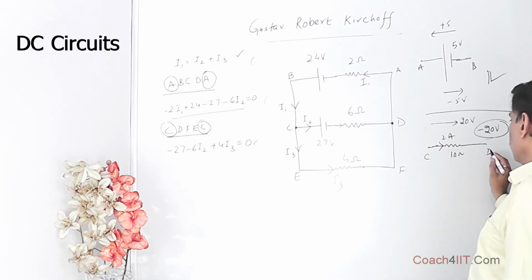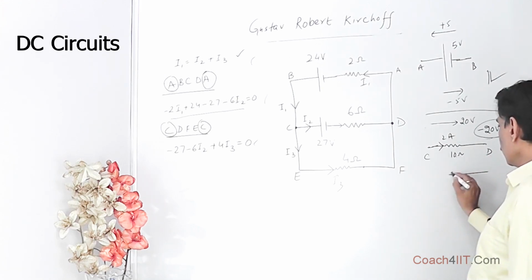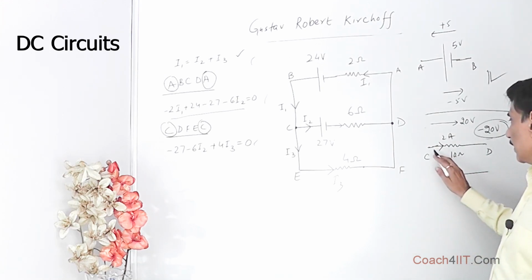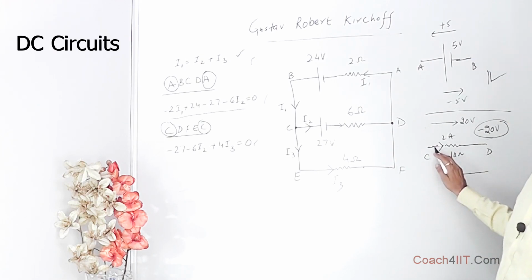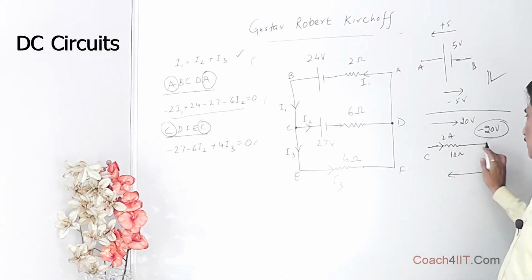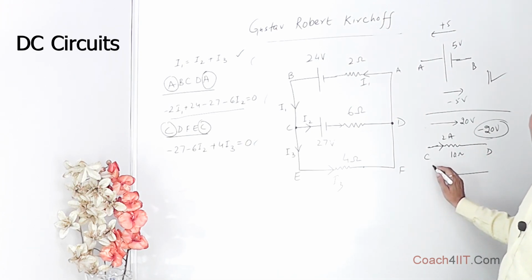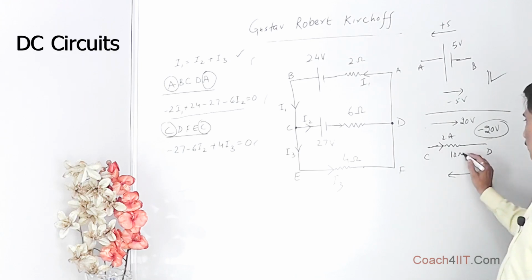But if we are moving from D to C, once again the conventional current, or positive current, flows from a higher electric potential to a lower electric potential, so this is at higher potential and this is at lower potential. And if we are moving from D to C, it means we are moving from lower potential to higher potential. So we have a gain of 2 into 10, that is plus 20 volt.